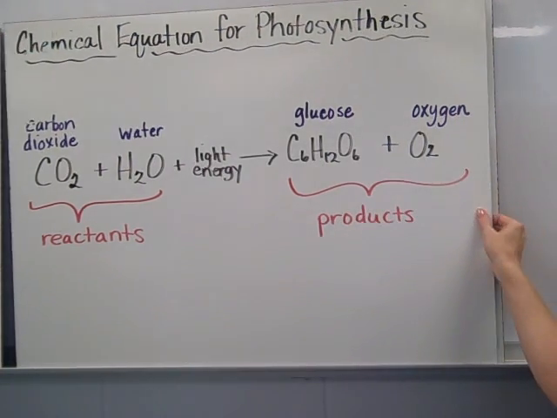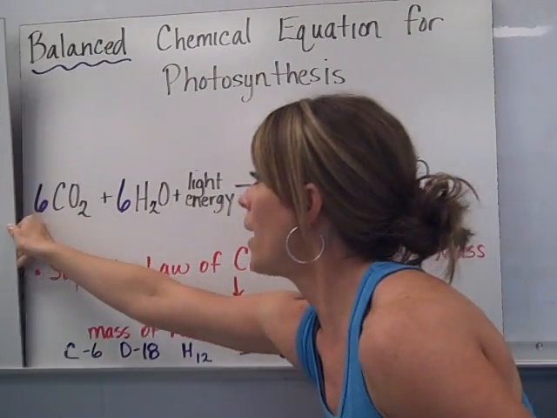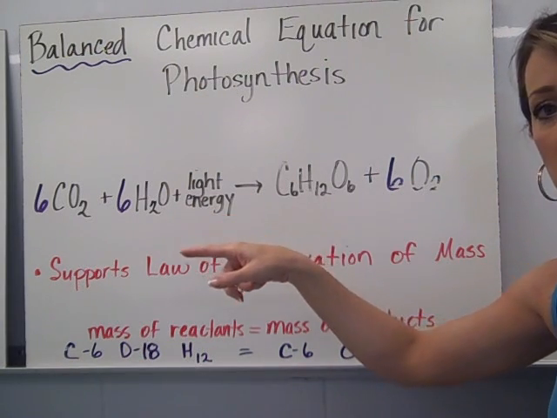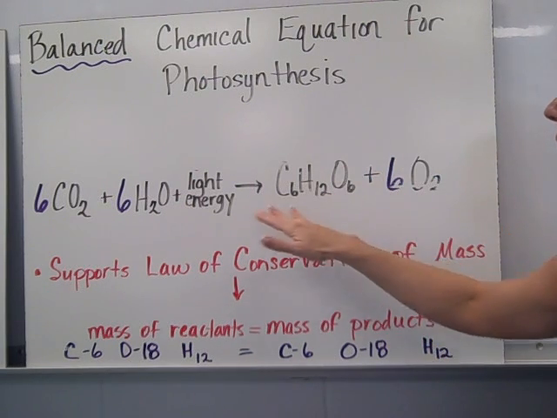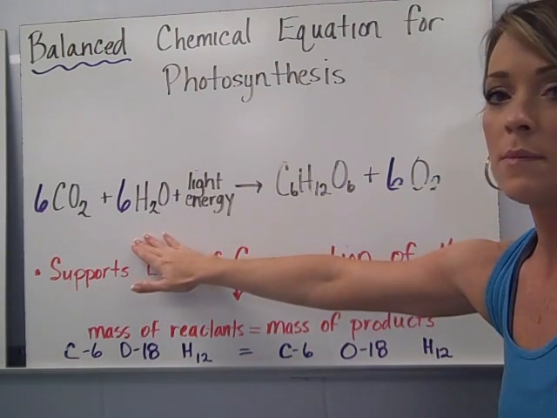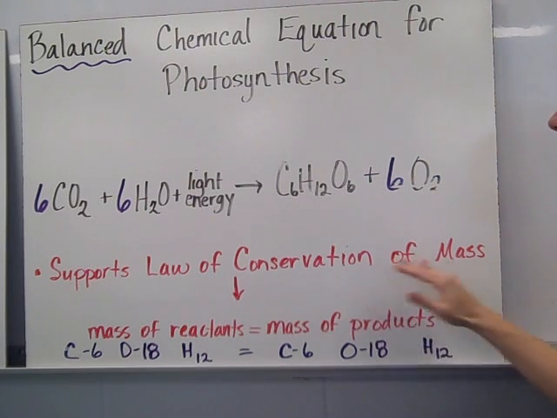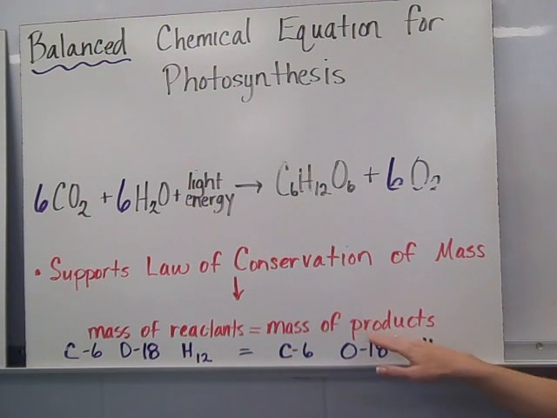The other thing that you might remember from the very beginning of the year is that a chemical equation had to be balanced, and that previous board was not a balanced chemical reaction. So in order to balance the chemical reaction, we're going to have the same number of atoms at the beginning as we do at the end. And this is going to help us support the law of conservation of mass, which we learned about previously. The law of conservation of mass says that the mass of your reactants, the things that you start with, has to equal the mass of the products.